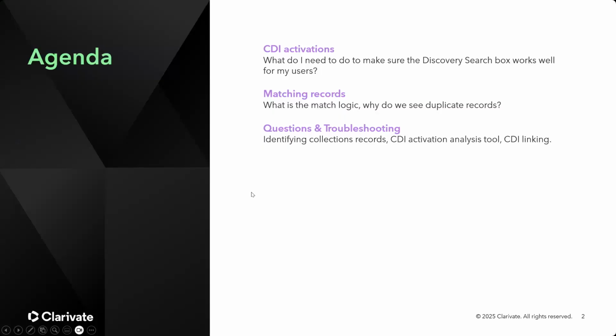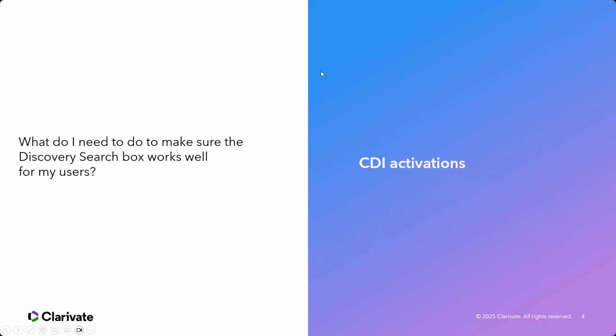Okay, so maybe I'll just go through the agenda real quick. We'll begin with activations. What exactly does it mean to activate resources for CDI, and how to make sure that your users get what you want them to see? We'll continue with matching records in CDI. So how do we get different records for these sources that you activated? And we'll conclude with questions and troubleshooting. I know it seems kind of a short agenda, but you'll be surprised what we can cram in the next 50 minutes. So let's start with CDI activations.